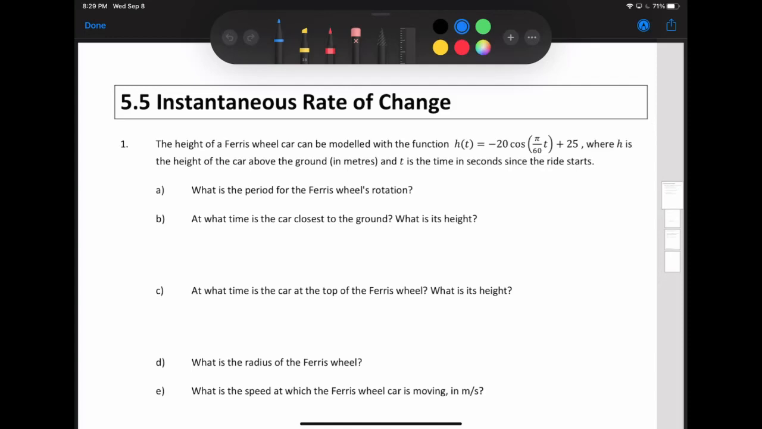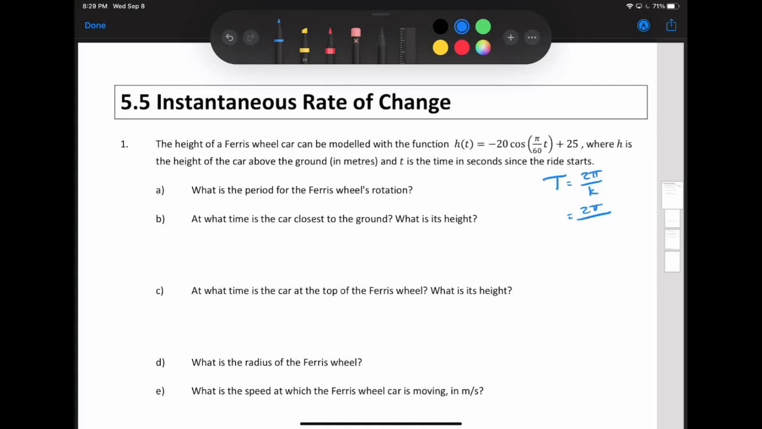Part A. What is the period of the Ferris wheel's rotation? I'm going to remind you that there actually is an equation for that we saw in one of the previous lessons. It was period equals 2 pi over k. And similarly, you can rearrange that to say k equals 2 pi over T. But in this case, it's going to be 2 pi over k.